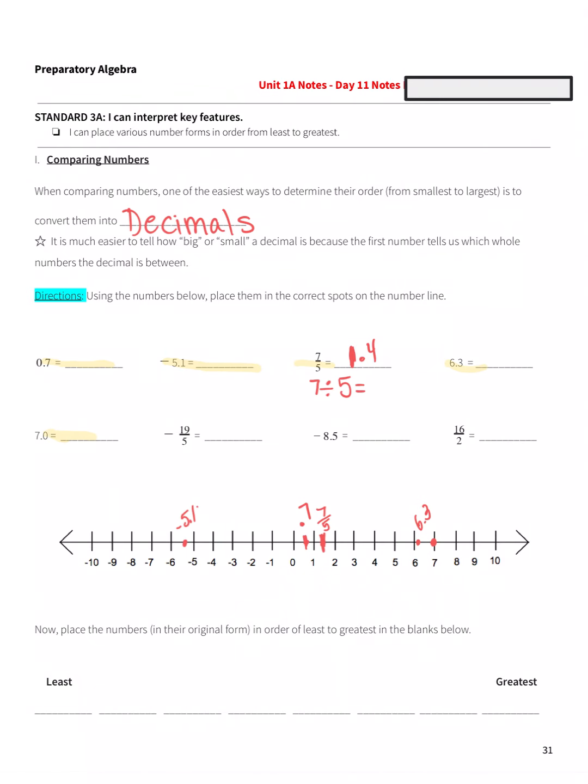Here we have negative 19/5. So again, this is a fraction, so our first step is to convert this to a decimal by taking the numerator, negative 19, and we're going to divide that by the denominator, 5.